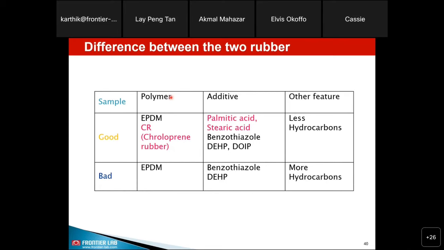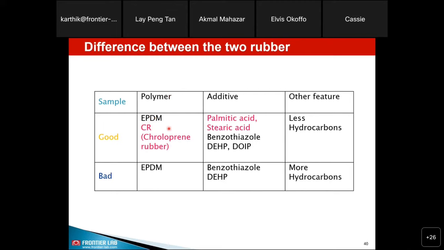This information is useful for the customer when they procure the raw material for making the diaphragm pump. They can use this as a criterion to look for the presence of EPDM and chloroprene before they use the material for constructing this diaphragm pump.